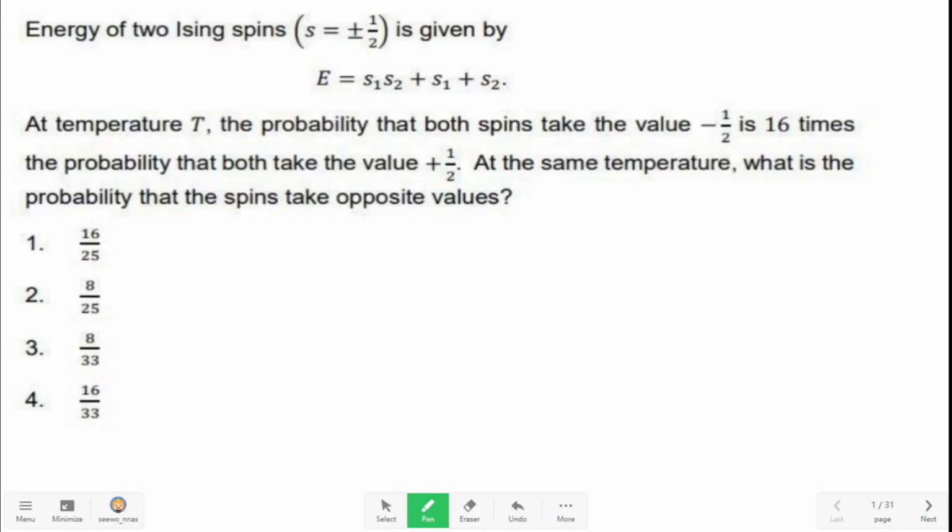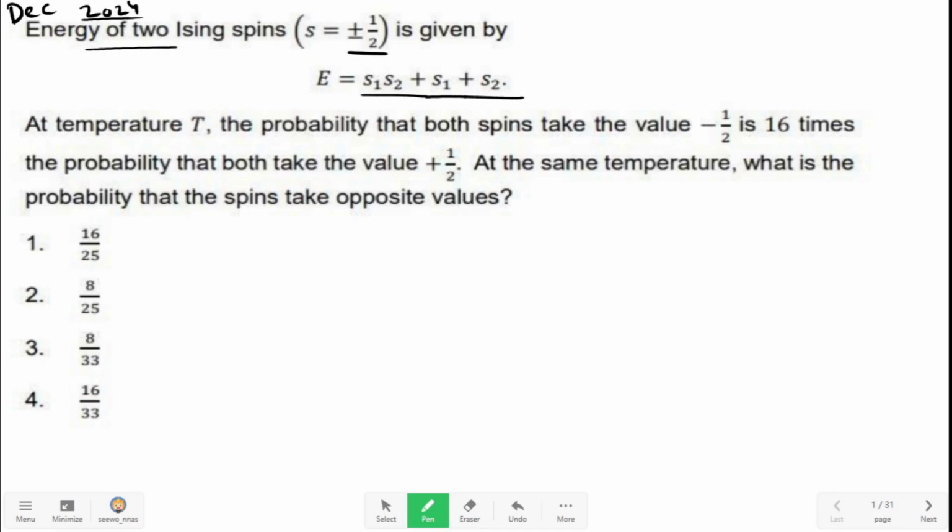In this video, let us solve a question from CSIR NET December 2024. We are given the energy of two Ising spins. Spins can have values plus or minus 1 by 2. Their energy is given to be S1 S2 plus S1 plus S2.